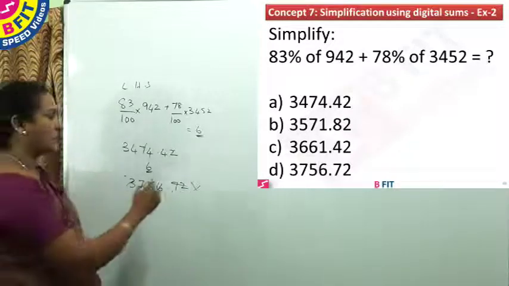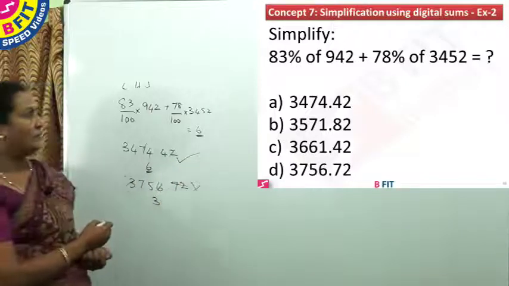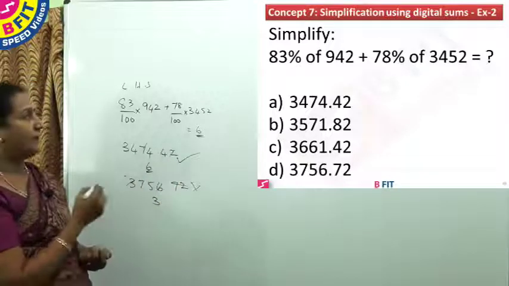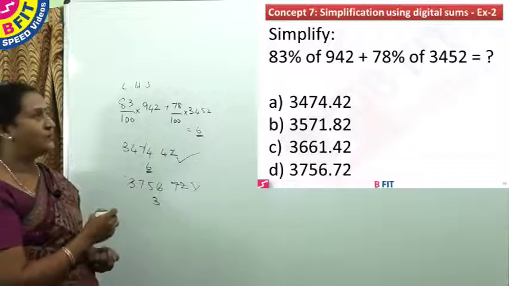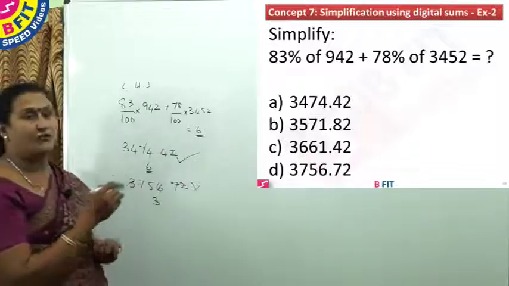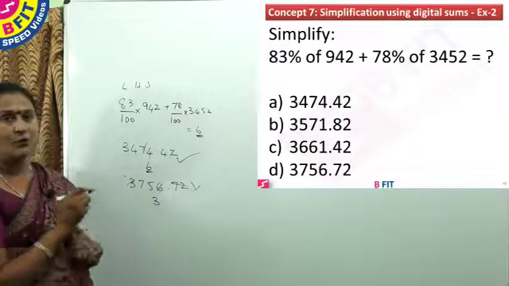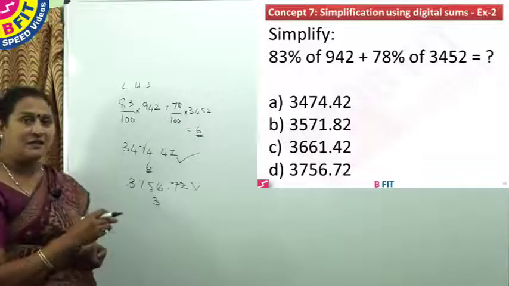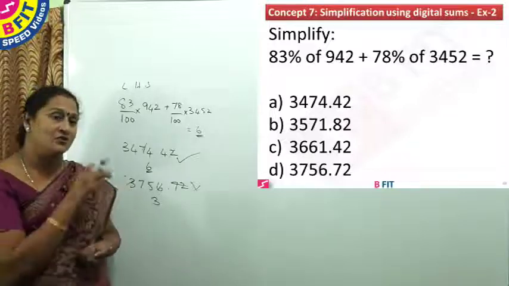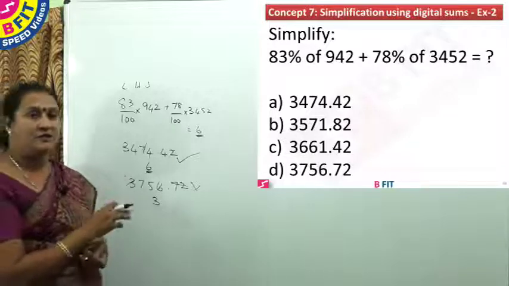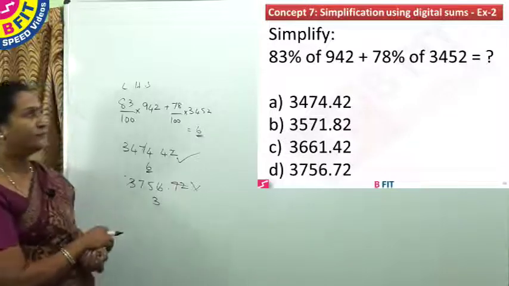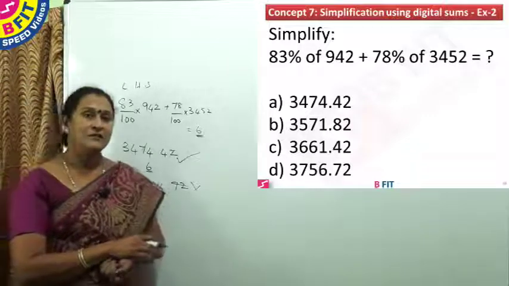So answer is option A. So the value for 83% of 942 plus 78% of 3452 is option A, 3474.42. So easily we can arrive at the answer. We can choose the answer from the options using the digital sum concept. So we'll see the next concept.